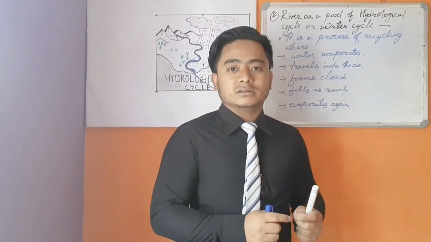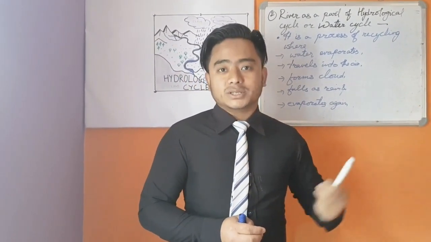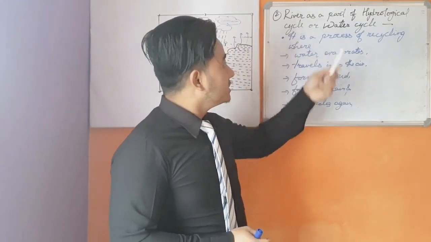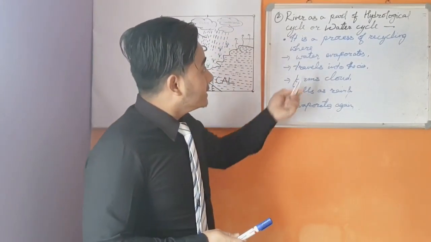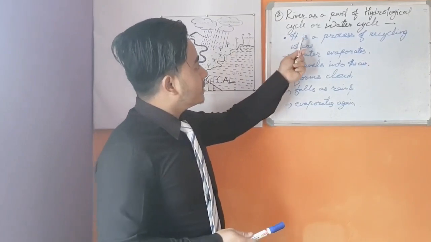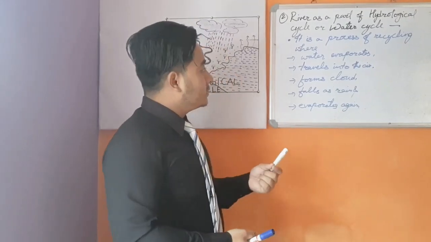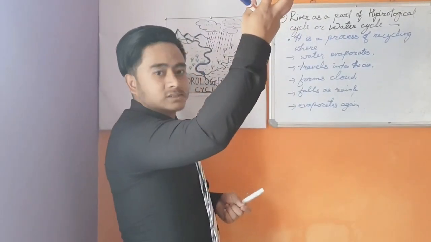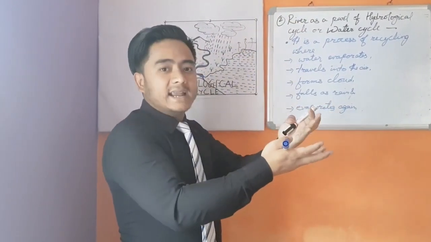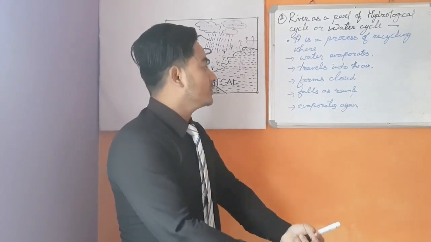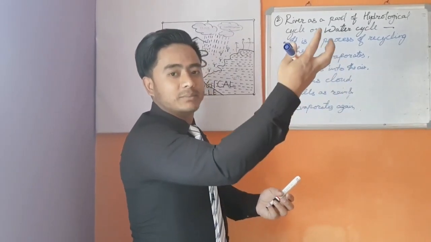Hydrological cycle, or the term hydrological, is related to water. So hydrological cycle can also be called the water cycle. And hydrological cycle is a process of recycling, where water evaporates, it travels into the air, it forms clouds and it falls as rain on the ground. And again the water starts evaporating.